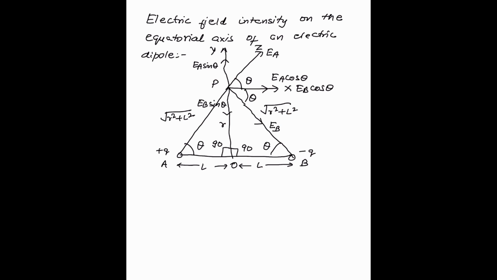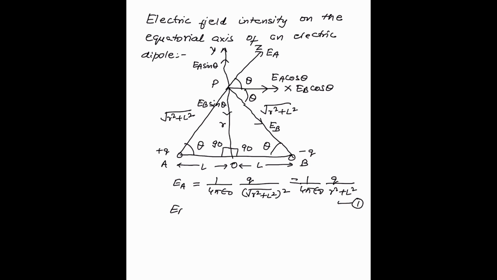Now, before seeing the horizontal and vertical components, we will see what the values of EA and EB are. We know that the electric field intensity due to a point charge is given by 1 by 4 pi epsilon 0 Q upon R square. So we can write the value of EA as 1 by 4 pi epsilon 0 Q divided by under root of R square plus L square, whole square. And that will be equal to 1 by 4 pi epsilon 0 Q upon R square plus L square. Say this is equation number 1.